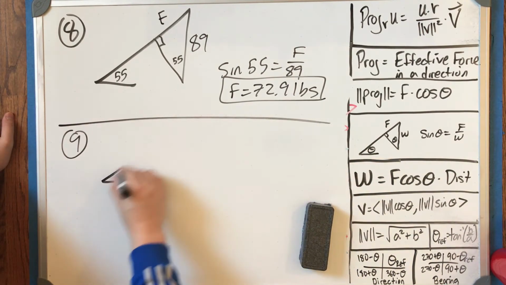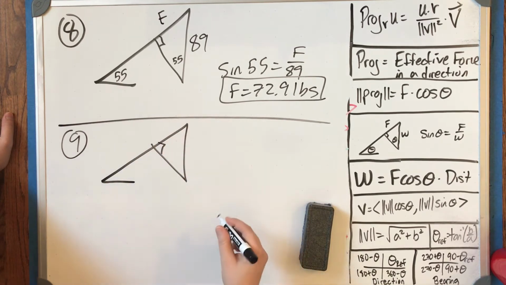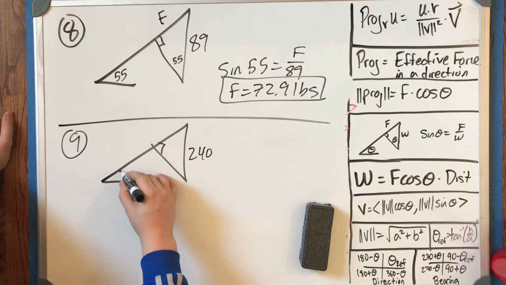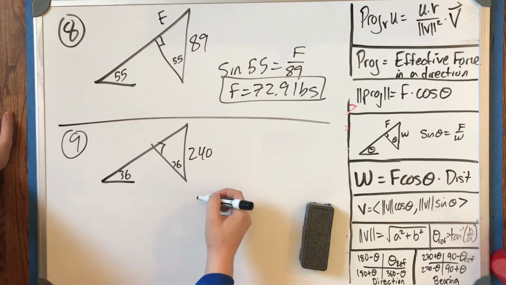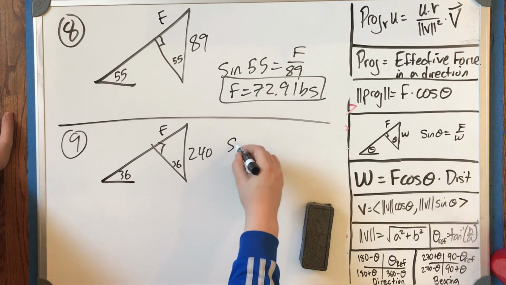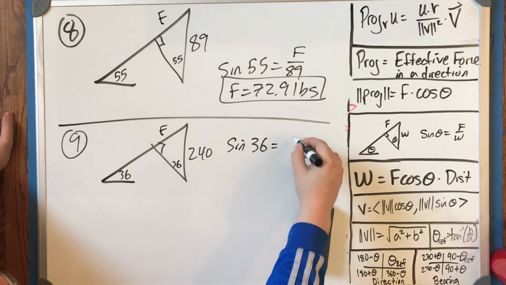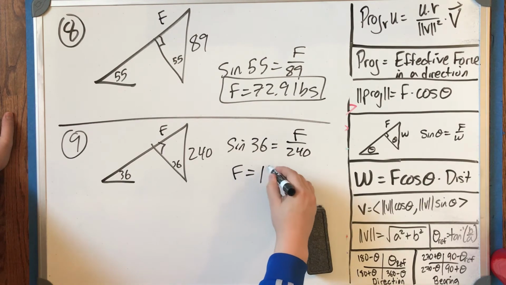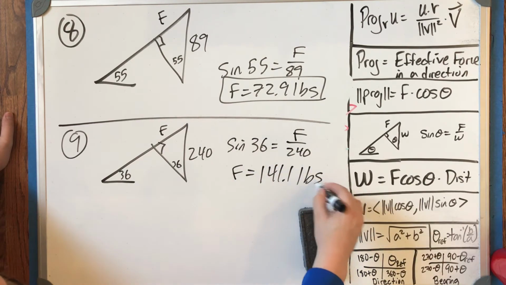Same setup for 9. Okay, this time we got a 240 pound box, 36 degrees. That's going to be 36 degrees. Trying to find the force again. So sine of 36 equals force over 240. Multiply the 240 to the other side. This force is going to be 141.1 pounds.